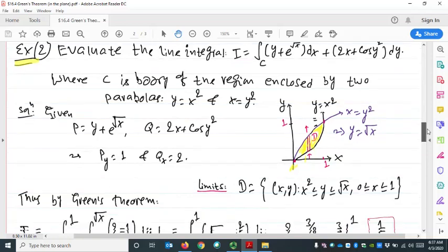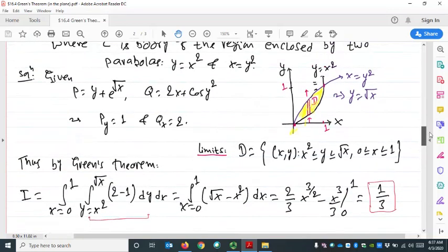Then let me scroll down. What does Green's theorem say? Green's theorem says the line integral equals the double integral of Q_x minus P_y. Q_x minus P_y is 2 minus 1, which is 1, times dy dx, with the y integral as the inner integral and the x integral as the outer integral, with y limits from x squared to radical x and x limits from 0 to 1.